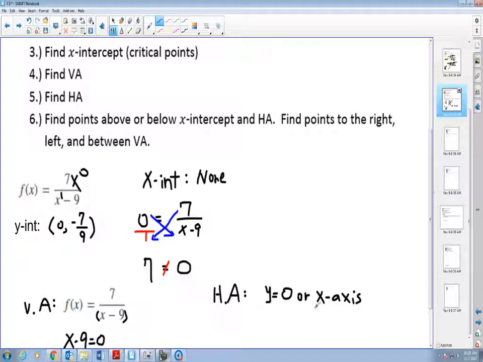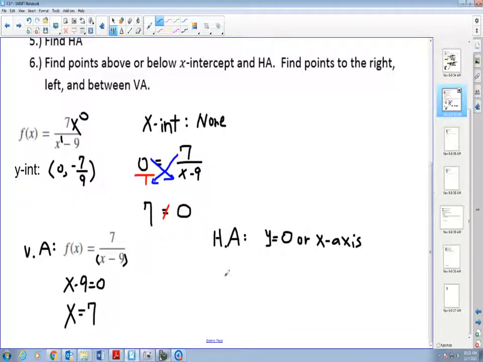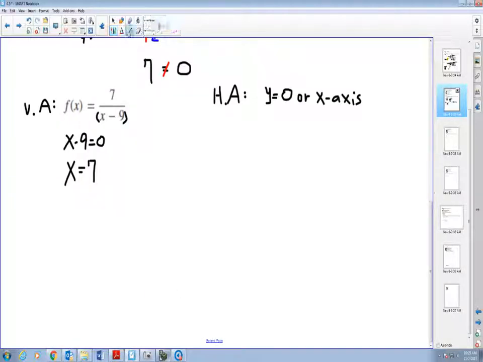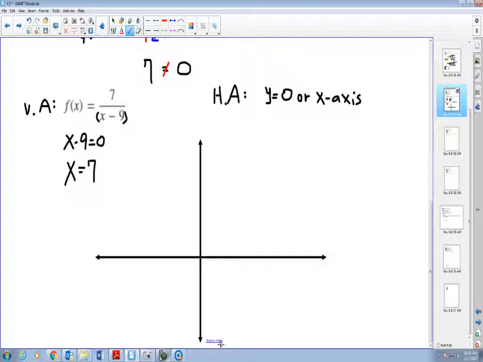Think about this now. If my horizontal asymptote is the same as the x-axis, and I don't have any x-intercept at the same time, that means my graph will never cross over my horizontal asymptote. Because the horizontal asymptote is the same as the x-axis, and since I don't have any x-intercept, my graph will never cross over the horizontal asymptote either. With all these things found so far, we can begin to sketch our x and y axis. I'm going to sketch it for you so I can explain what's going on.